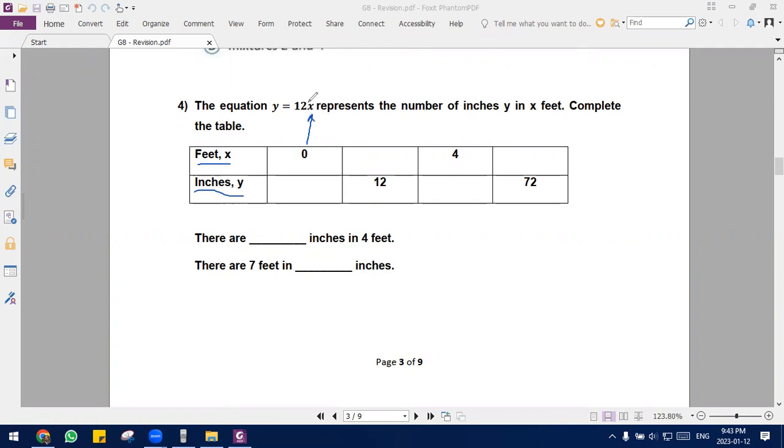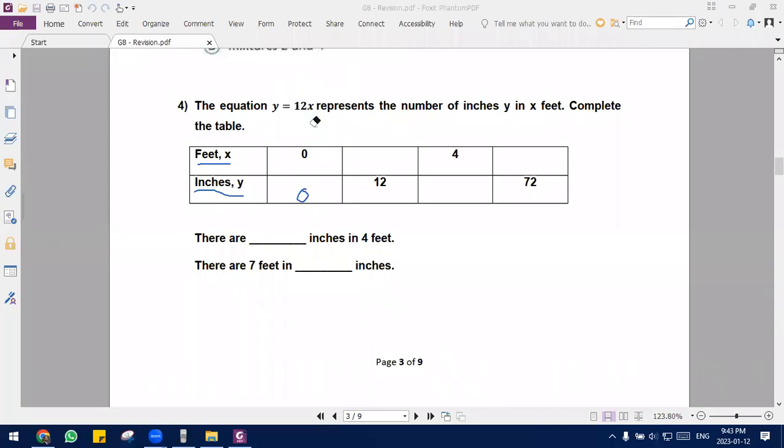It's not 120. We don't just place the 0. It's 12 times 0. It's 12 times x. So you do 12 and then in brackets 0, which means multiply. 12 times 0 will give me 0. So yes, 0 feet equal to 0 inches.